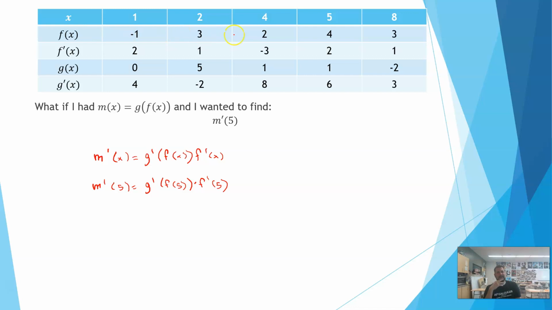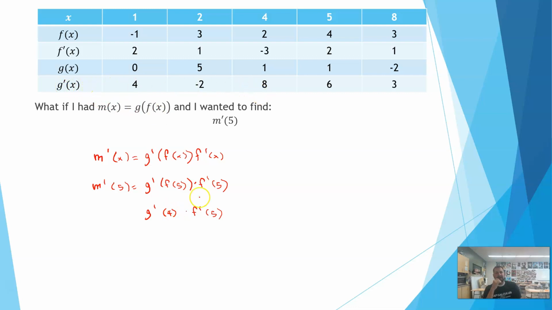So I go up to the table and I can see that f of 5 is equal to 4. So I'm going to go g prime of 4, because that's what f of 5 equals. And I'm going to multiply that by f prime of 5. Well, now again, this is asking me something slightly different. I want to know what g prime of 4 is.